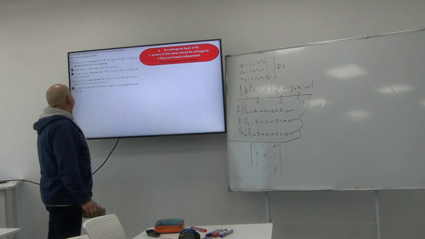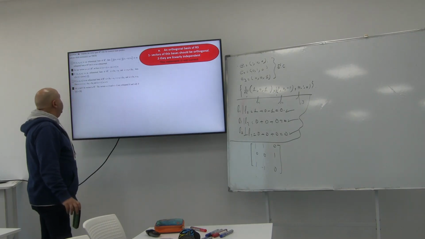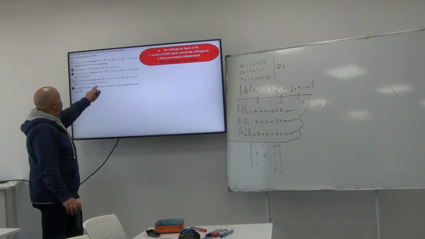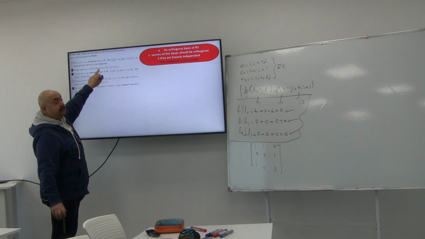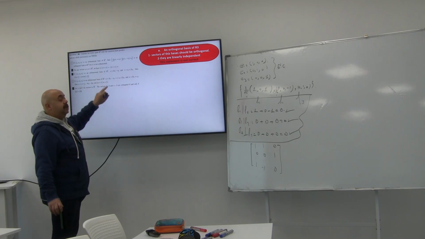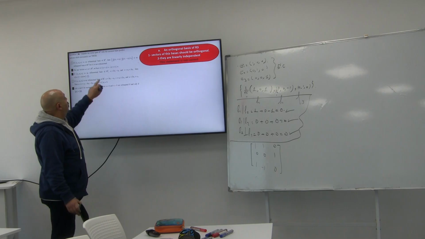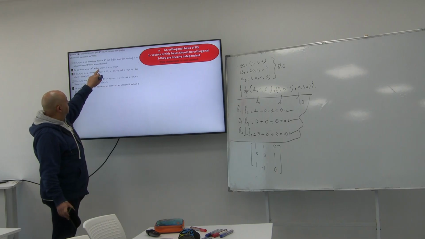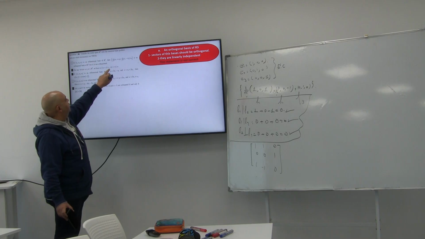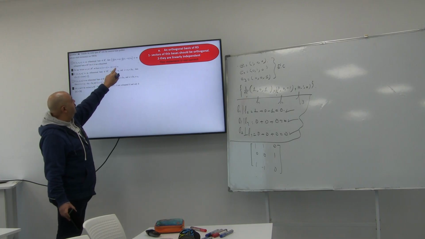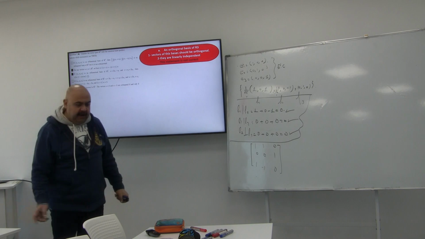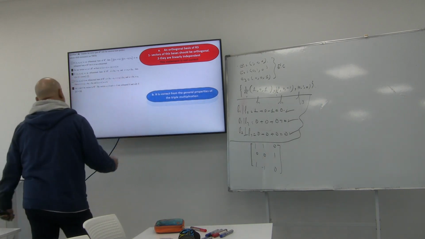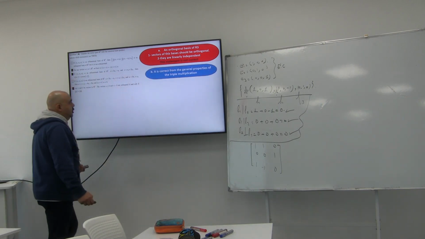Okay, for number B, for any vectors u, v, and w, we have the triple product, which is the inner product of w with the cross product of u and v, equal to the negative of the inner product of u with the cross product of w and v. From the definition, this is actually true.